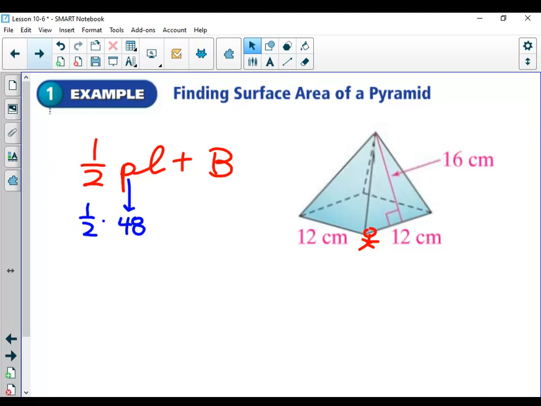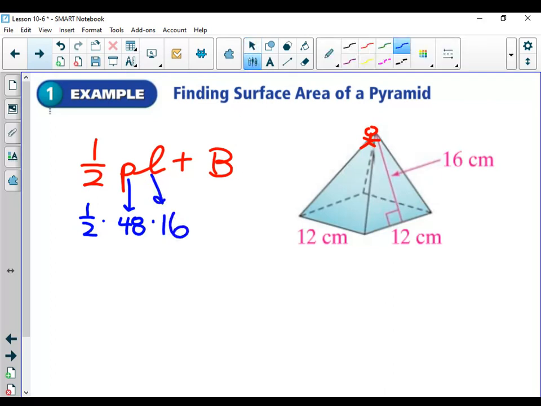Okay, then Sally wants to climb up the stairs to the top. That's our slant height. 16. This is Drake's question, and this is my answer. You have to take either half of one of these or multiply those two and take half before you do anything with capital B.